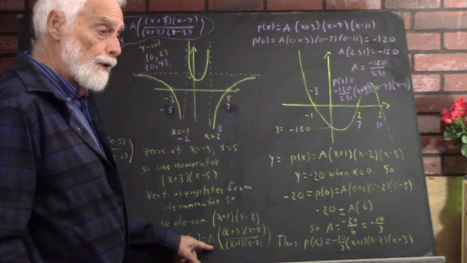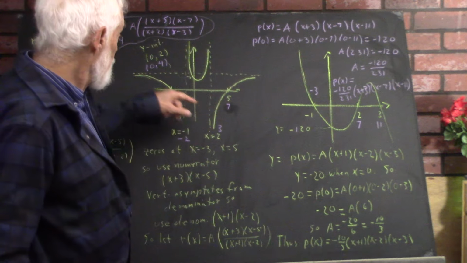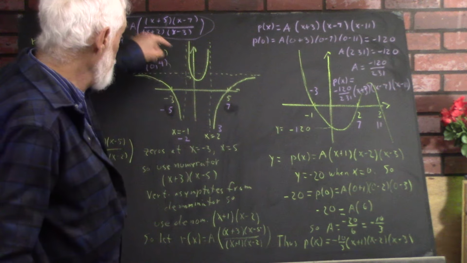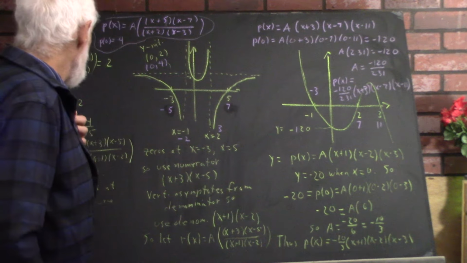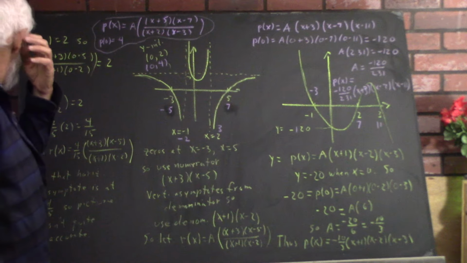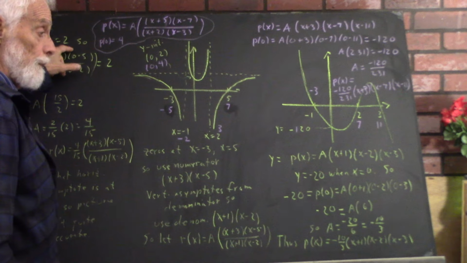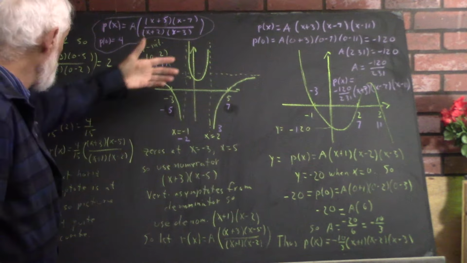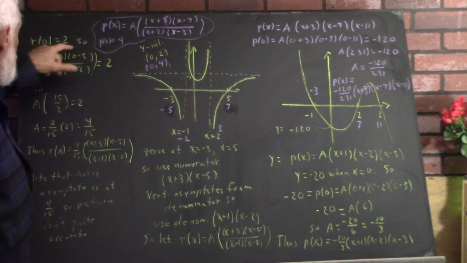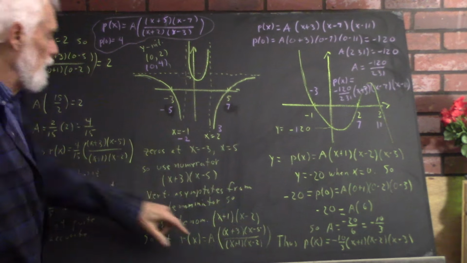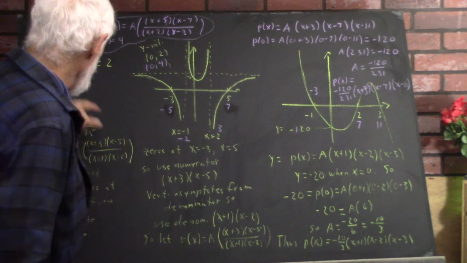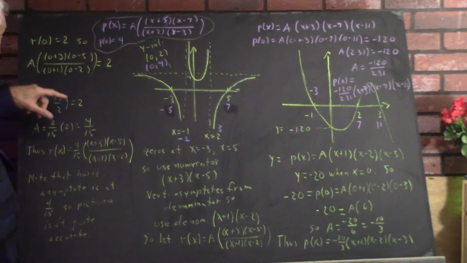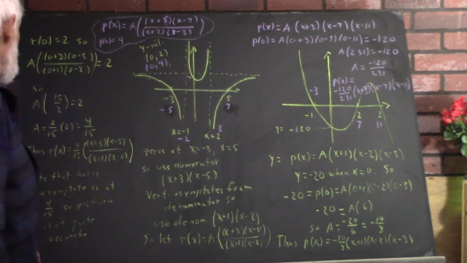The only thing we don't know is the value of a, but we can determine that since we know the y-intercept to be (0, 2). And this tells us that r of 0 is 2. The value of your function at 0 is 2, so a times what you get when you plug zeros in for x's here equals 2.